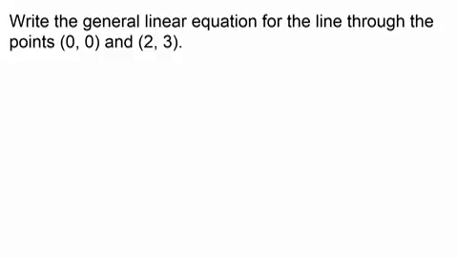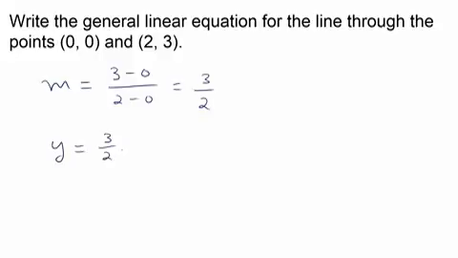Write the general linear equation for the line through the points (0, 0) and (2, 3). Let's start by finding the slope. The slope would be 3 minus 0 over 2 minus 0, which is 3 halves. Now using the point slope formula, y equals slope 3 halves times x minus x sub 1, 2, plus y sub 1, 3.